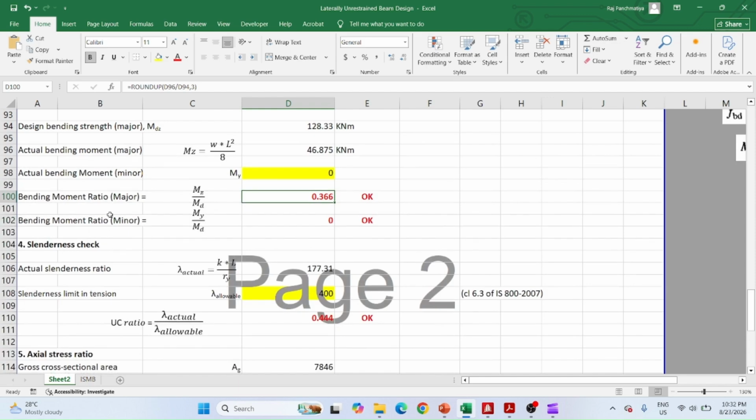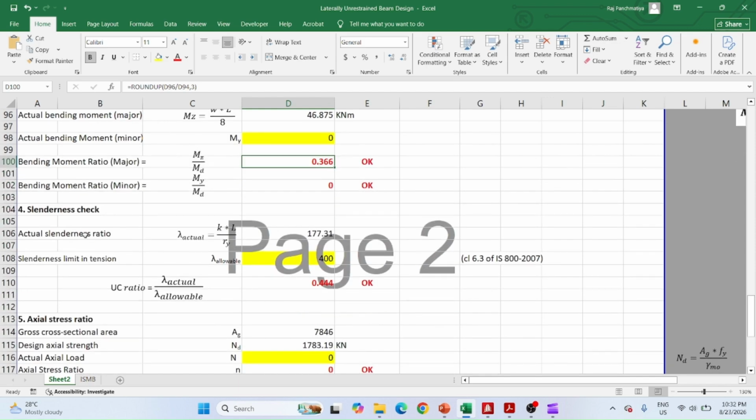Now let's see the slenderness ratio check. So actual slenderness ratio, lambda actual, is nothing but KL by r minimum, or the ry, which is the minor axis radius of gyration. Okay, putting all the values, we'll get the value of lambda actual as 177. So it is well below the allowable limit of 400. Okay, so you can calculate the UC ratio as well for this, which is nothing but lambda actual by lambda allowable. So it will come out to be 0.444.